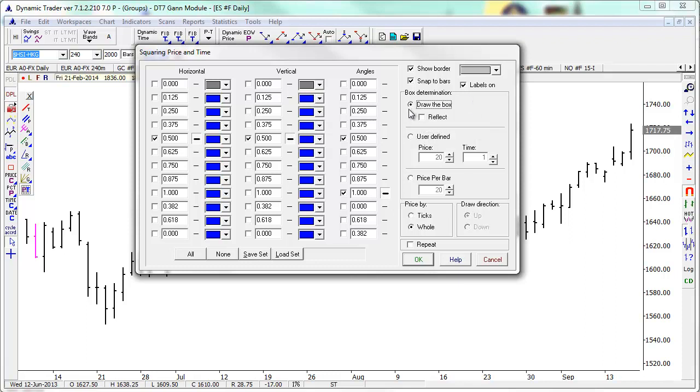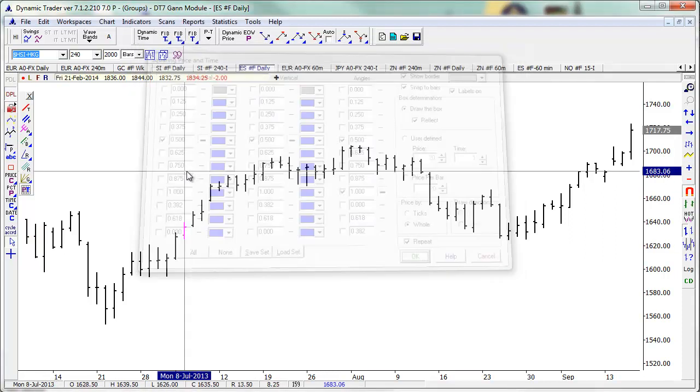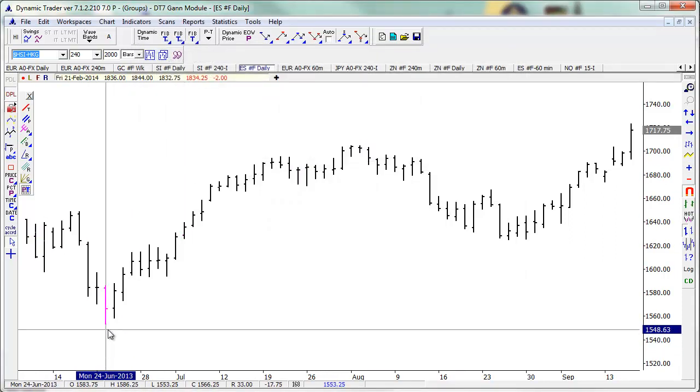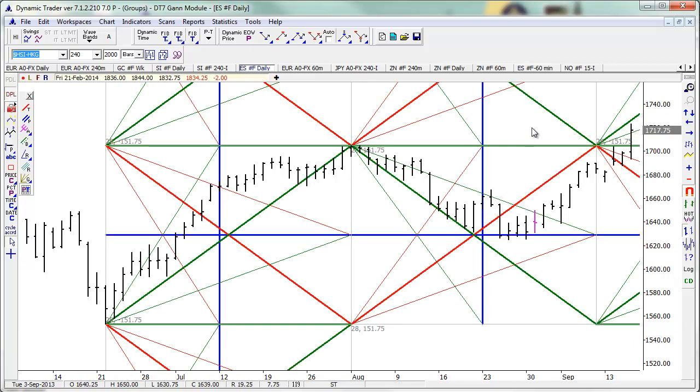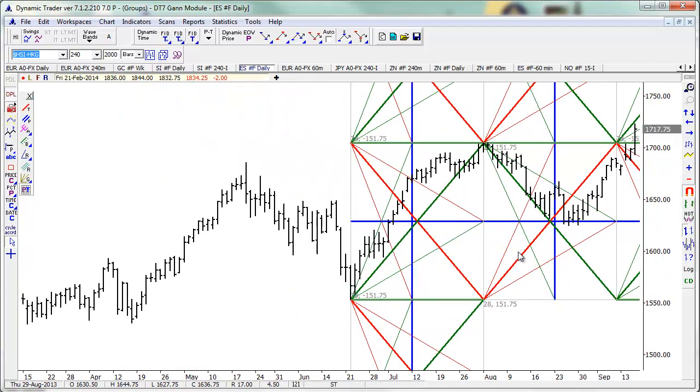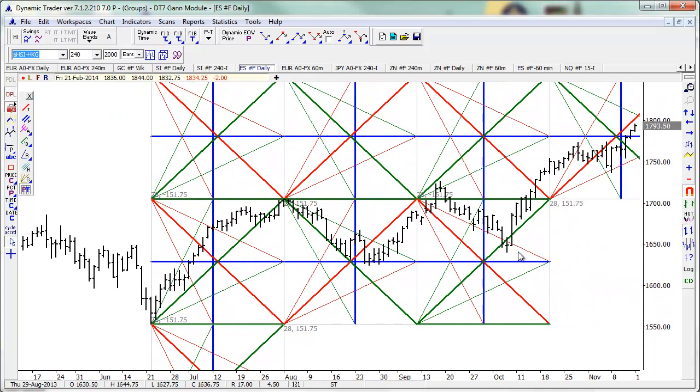Let me go back and draw the box. I'm going to click on reflect again. And I'm going to go down here and do repeat. And let me show you what repeat is. And Gann traders will be familiar with this. So we haven't just reflected the one geometric box forward like we showed in the original example. We've reflected it up, down, and forward, and we've repeated it basically forward and to infinity.